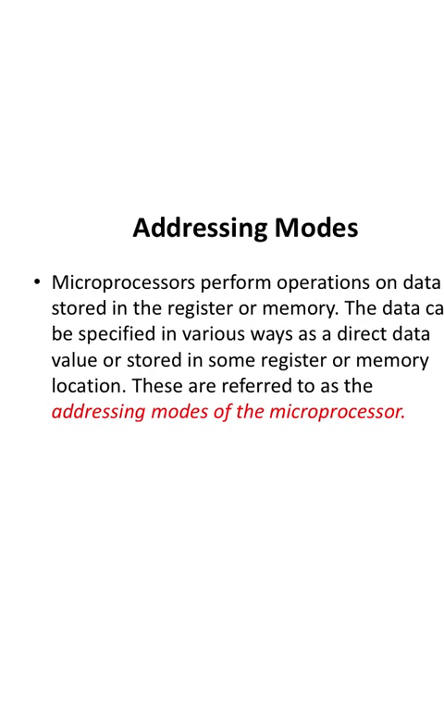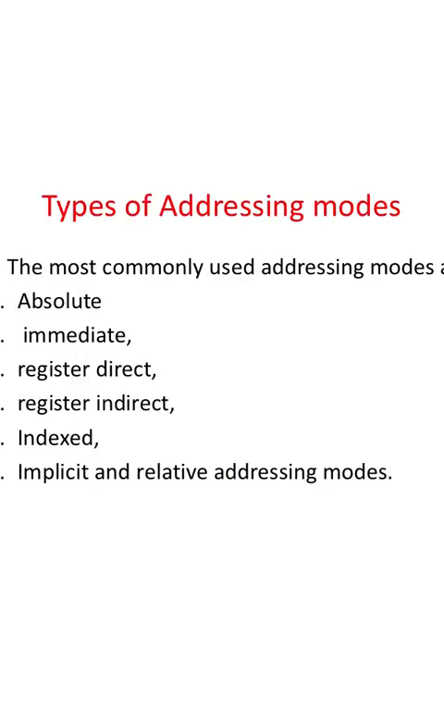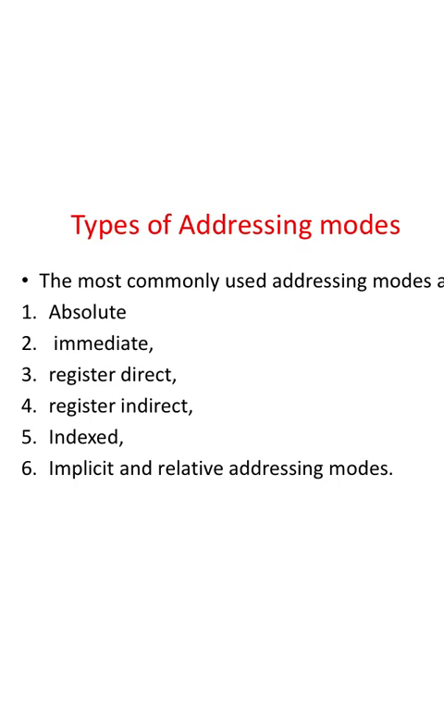Addressing modes. A microprocessor performs operations on data stored in a register or memory. The data can be specified in various ways, as a direct data value or stored in some register or memory location. These are referred to as the addressing modes of the microprocessor. The most commonly used addressing modes are absolute addressing mode, immediate addressing mode, register direct addressing mode, register indirect addressing mode, indexed addressing mode, implicit and relative addressing mode.